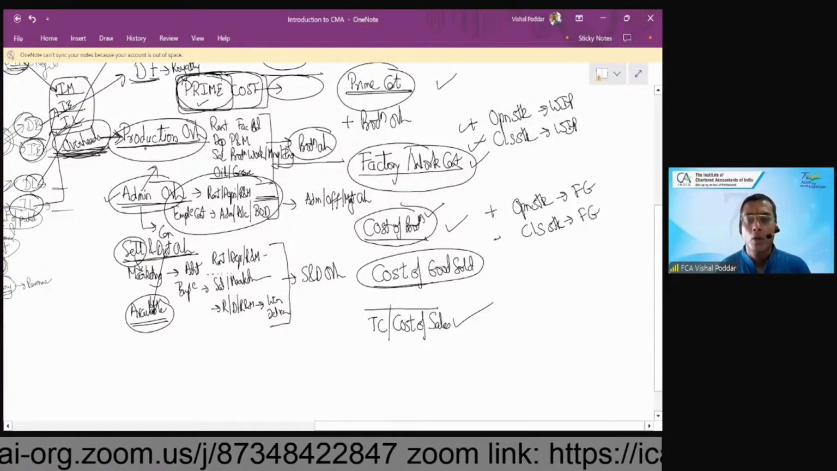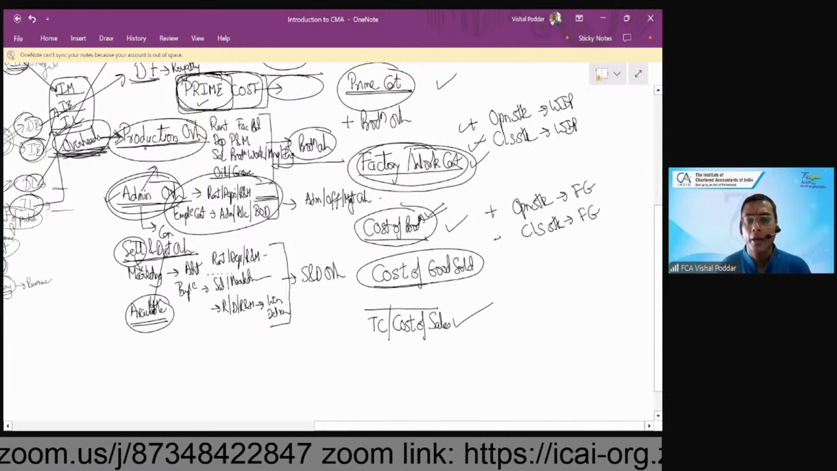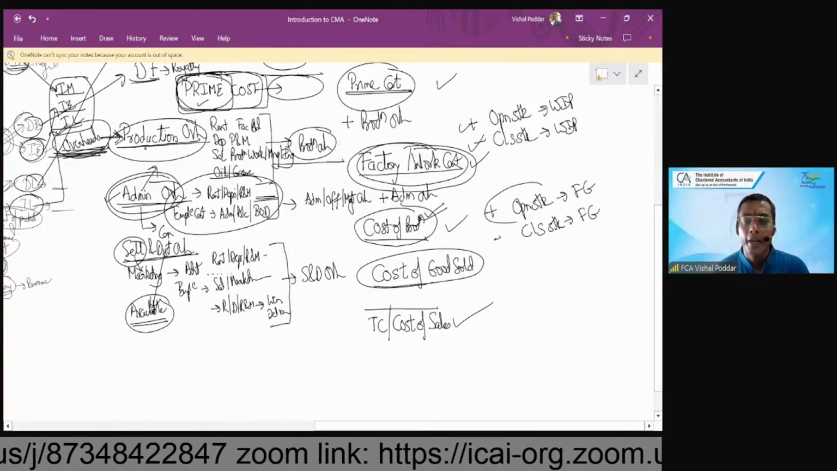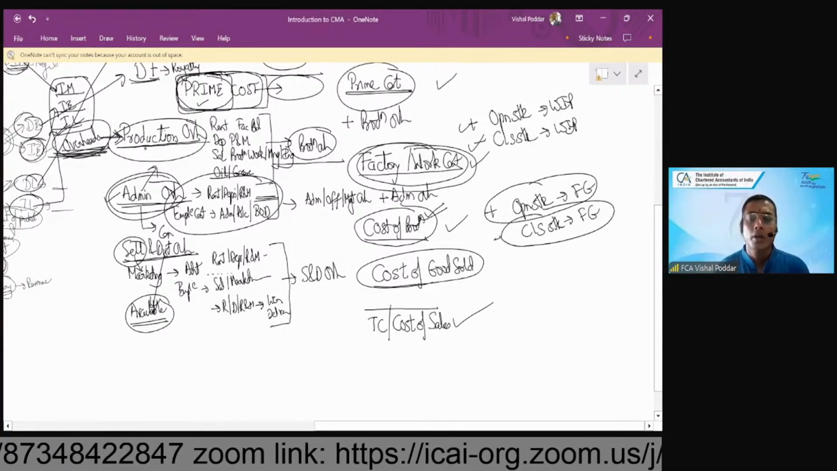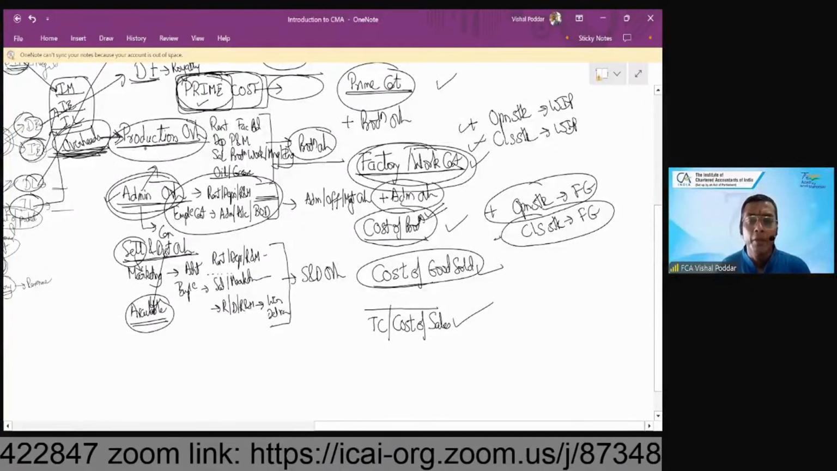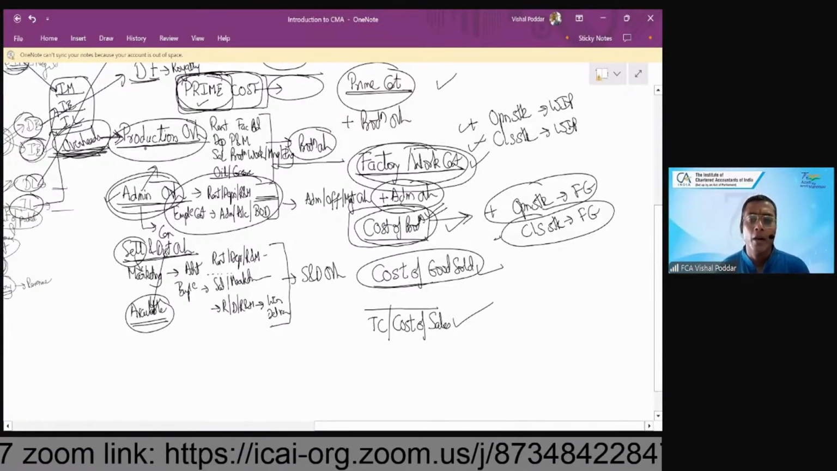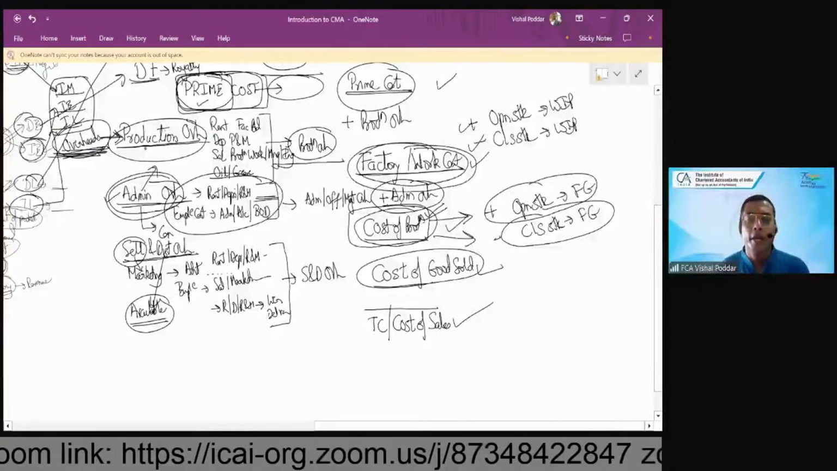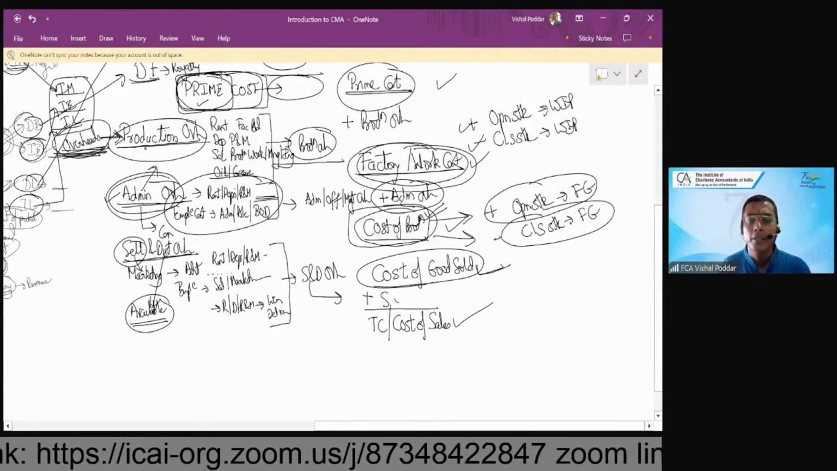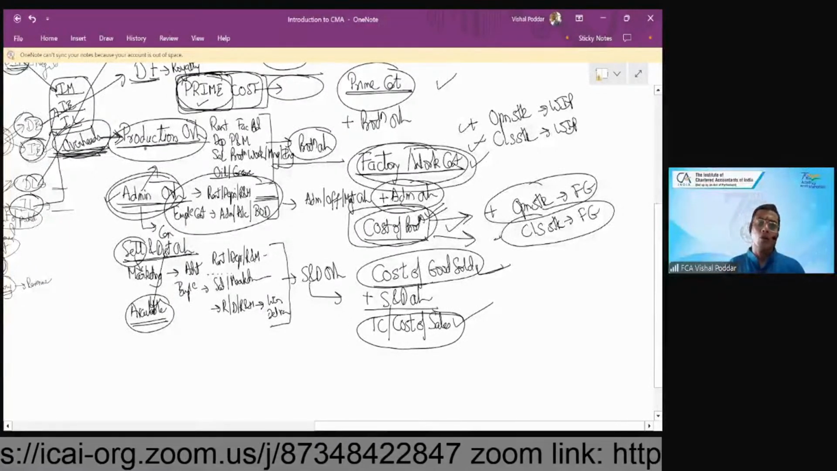So up to this stage, when I took factory cost, I added administration. Okay, I'll write here itself. I added administration overheads, and then when I adjusted opening and closing stock, I get cost of goods sold. If I take factory cost, I add administration overheads, I get cost of production. After that, when I add opening stock and adjust closing stock, what I get is cost of goods sold. And in this cost of goods sold, when I add selling and distribution overheads, I finally get my total cost or cost of sales.